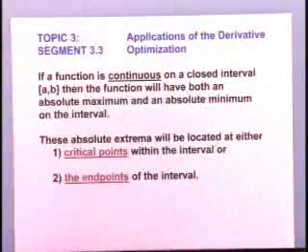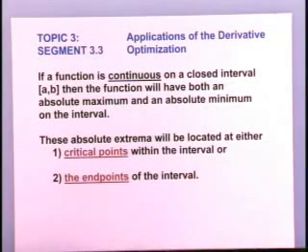This is topic 3 on applications of the derivative and segment 3.3 on optimization. If a function is continuous on a closed interval a,b, then the function will have both an absolute maximum and an absolute minimum on the interval. These absolute extrema will be located at either critical points within the interval or the endpoints of the interval. Let's look at an example.